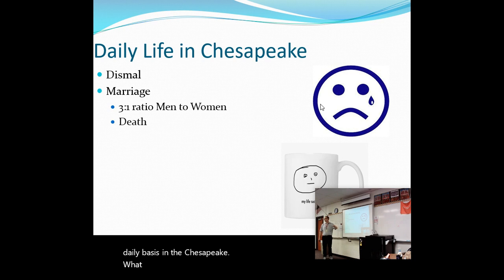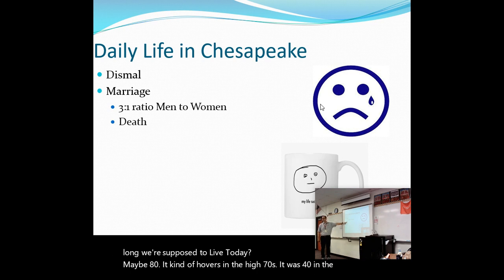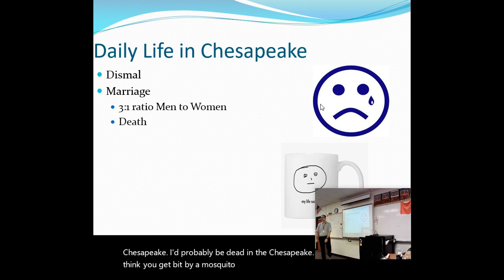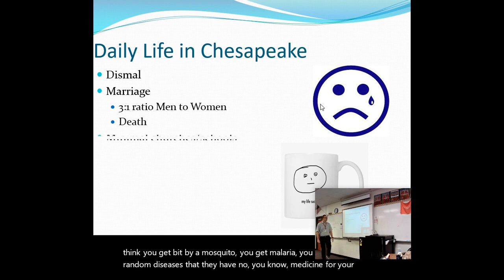What is the life expectancy today? Do you have a ballpark idea of how long we're supposed to live today? Maybe 80. It kind of hovers in the high 70s. It was 40 in the Chesapeake. I'd probably be dead in the Chesapeake. So just kind of think, you get bit by a mosquito, you get malaria, you die. All sorts of random diseases that they have no medicine for. You're dying on a daily basis.